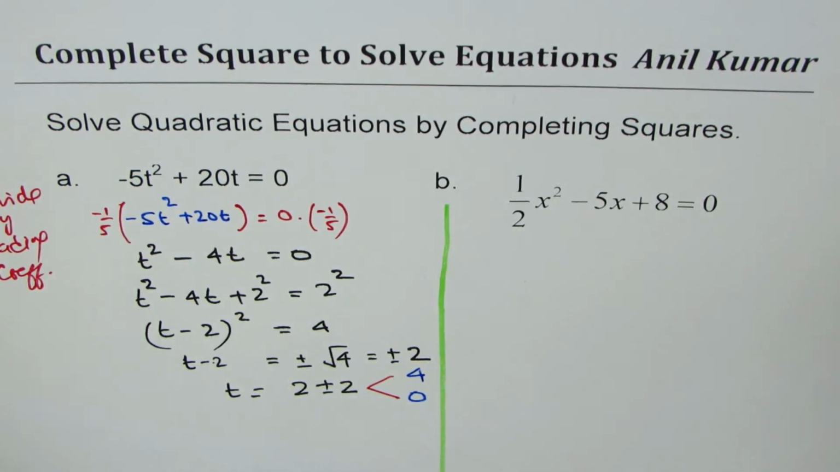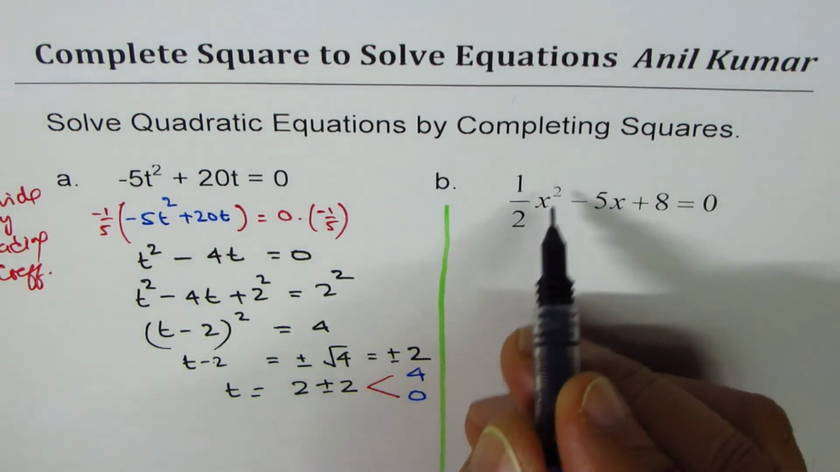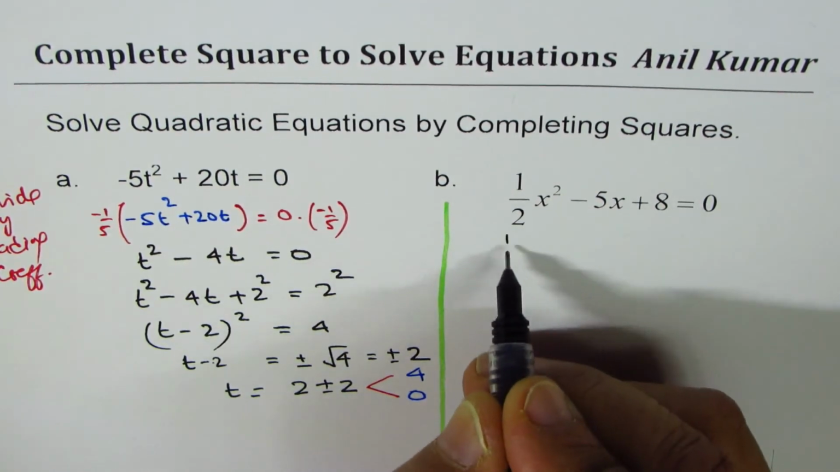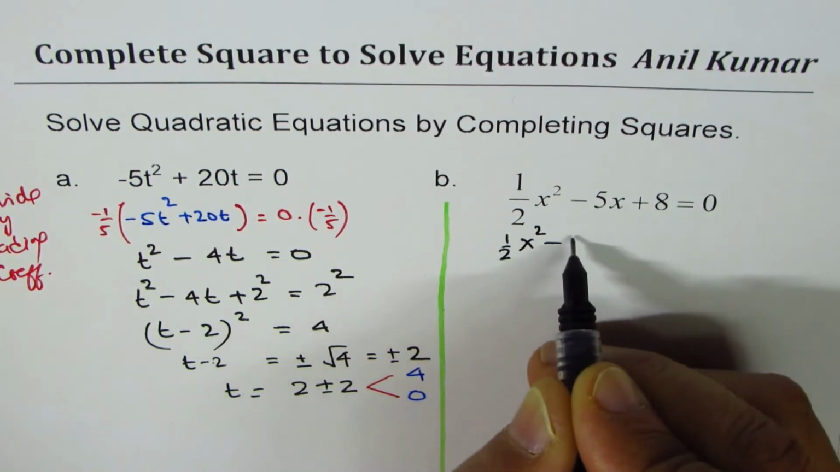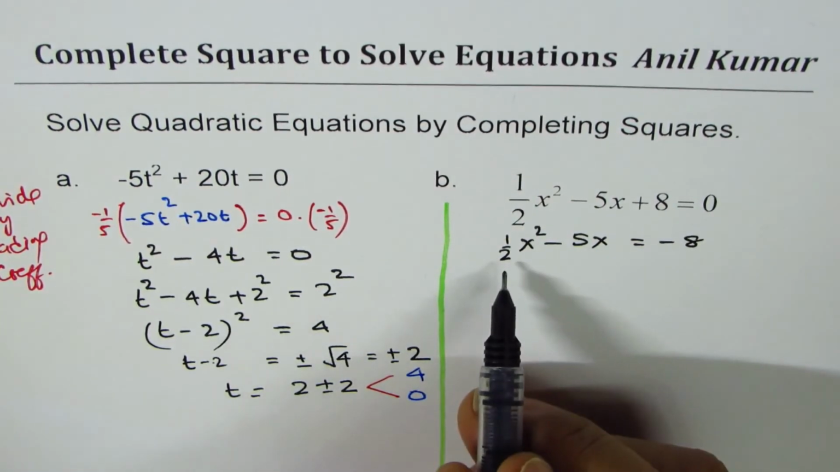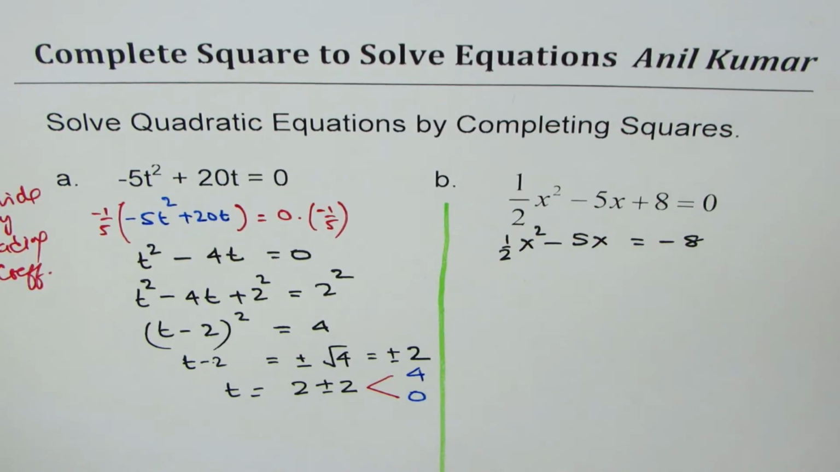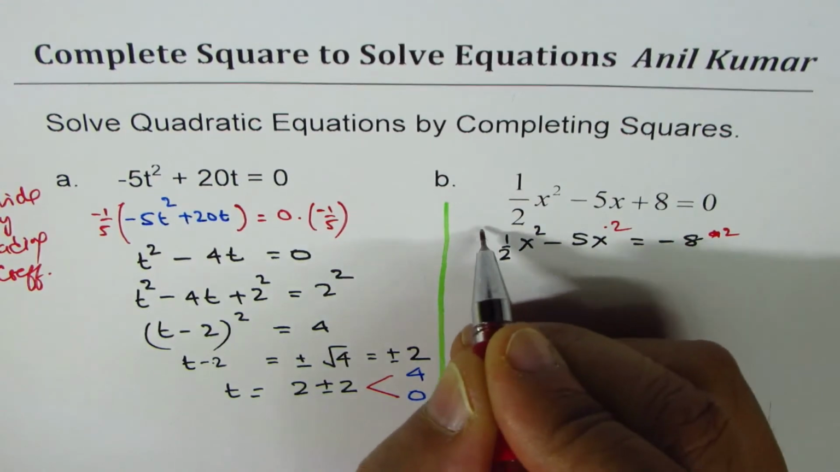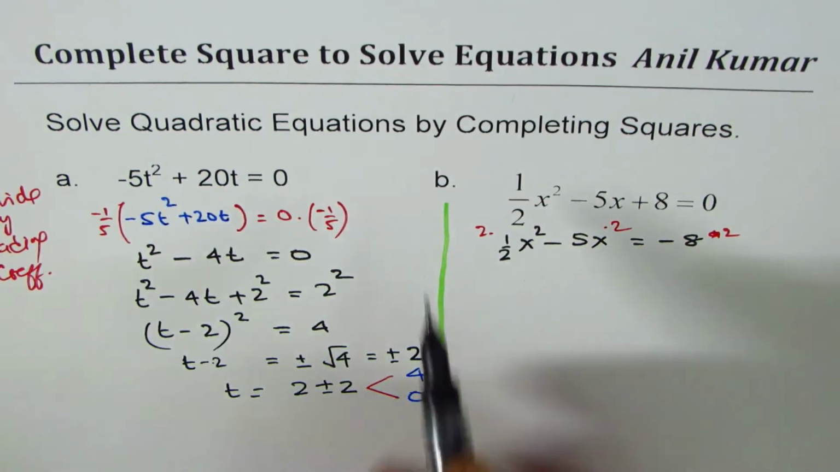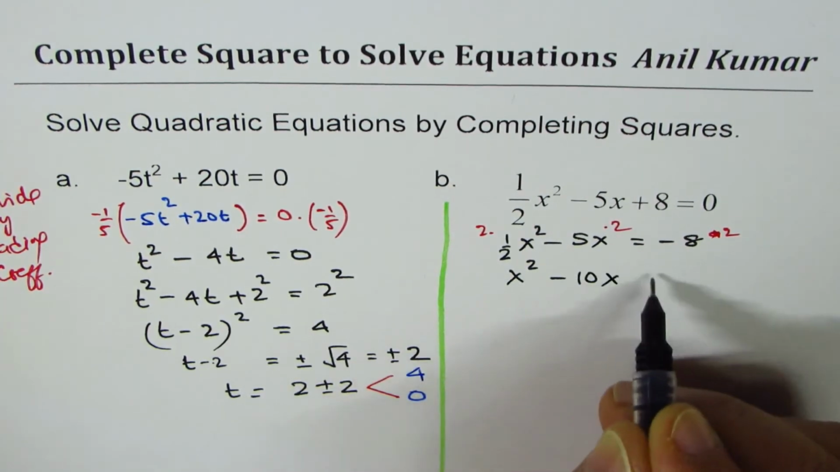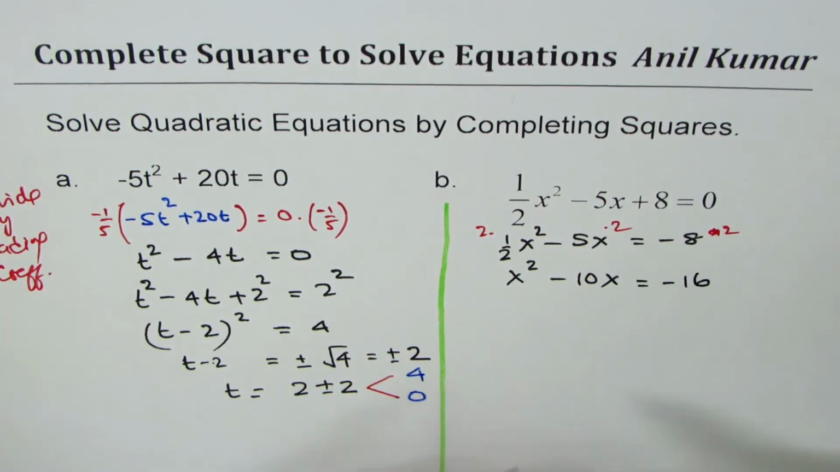The next one here is the last one of this video. We have half x squared minus 5x plus 8. So 8 has to be taken to the other side. So we get half x squared minus 5x equals minus 8. Now we should multiply each term by 2, right? So now we'll multiply, let me write times 2. When you multiply by 2, you get x squared minus 10x equals minus 16.